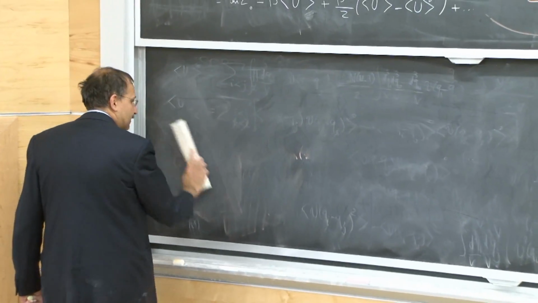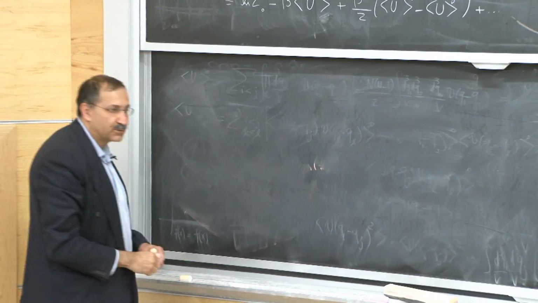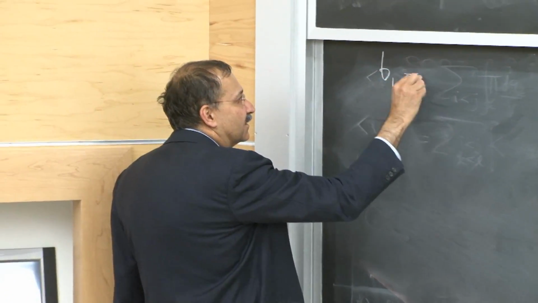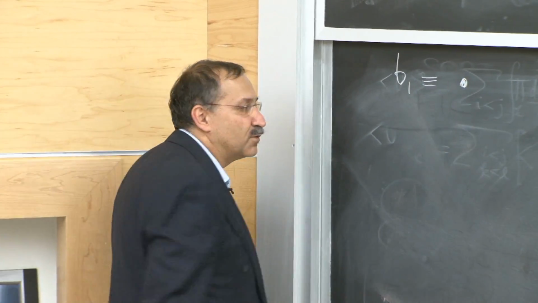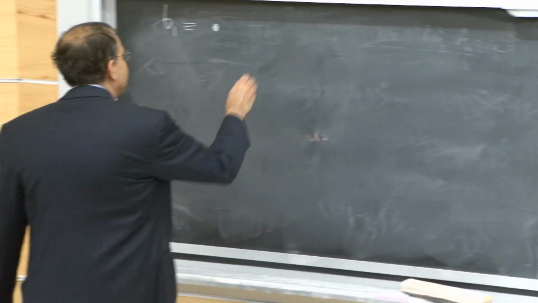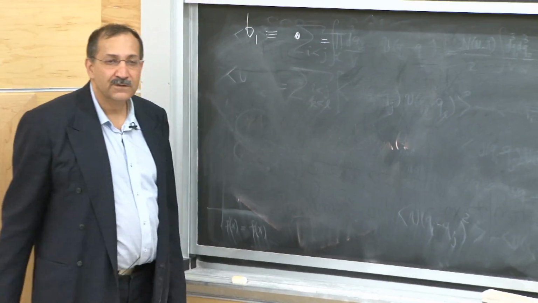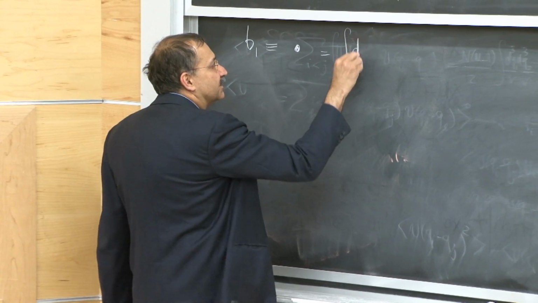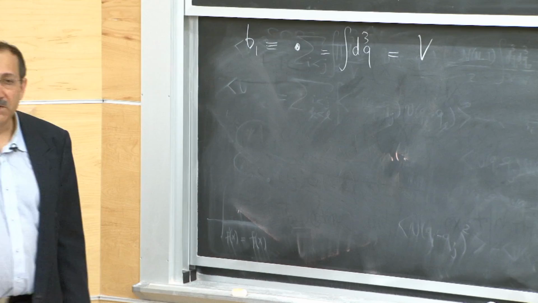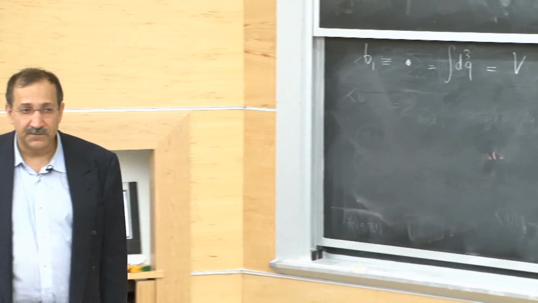Okay. So let's go term by term. B1 corresponds essentially to the 1 point by itself in the diagram that I was drawing down here, and corresponds to integrating over the coordinate that goes all over the space, and hence B1 is the same thing as the volume V.